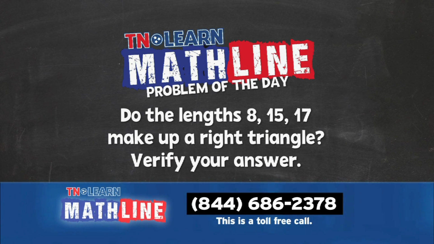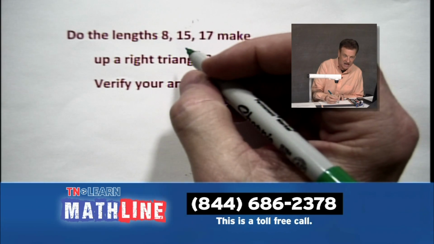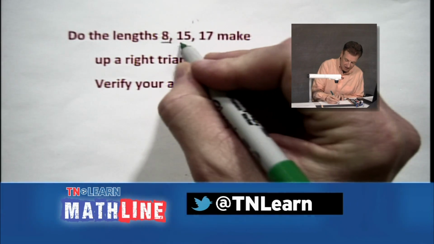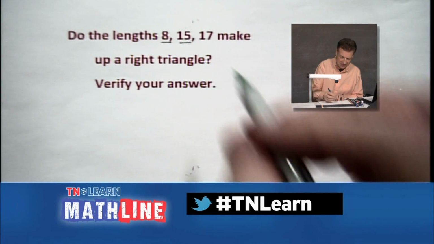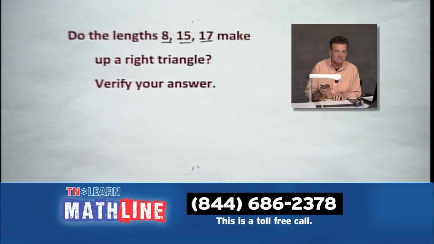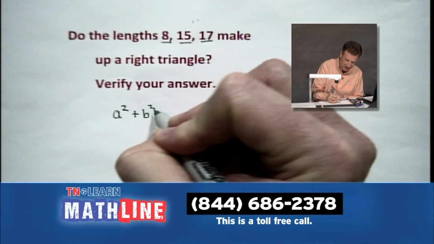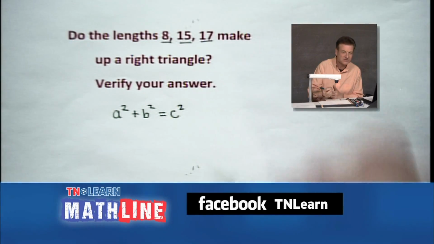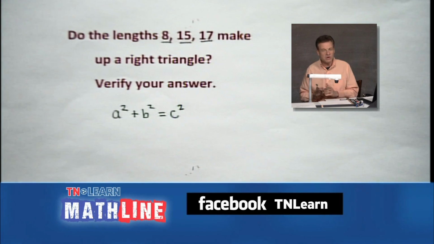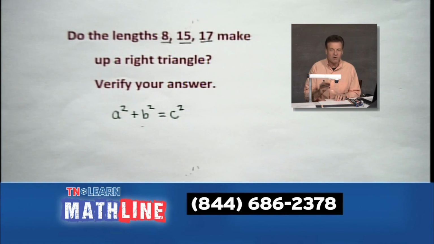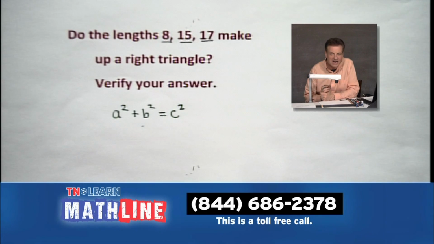We can. We obviously know that we have 8 and 15 that are going to be our legs, and 17 has to be the hypotenuse because it would be the longest segment. So we're going to use our good old friend, the Pythagorean theorem, which says a squared plus b squared equals c squared. To verify, we want to put those three numbers into that formula and show that we get things to be equal.